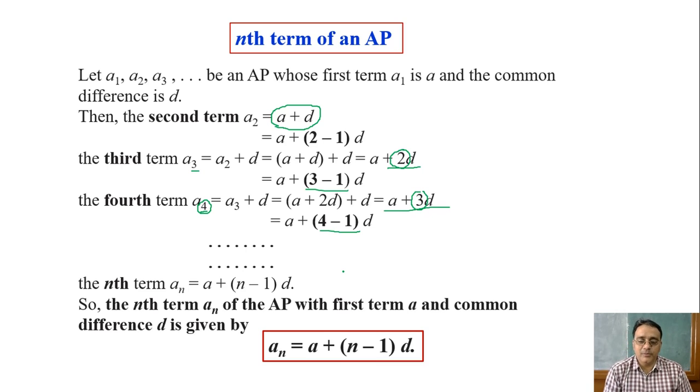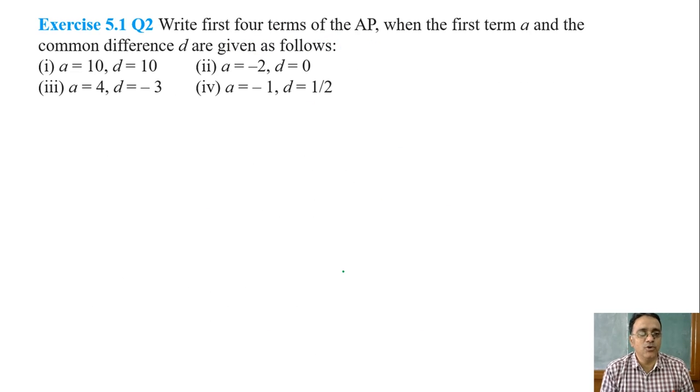And based on this formula only, we have to solve many questions based on the nth term of an AP. Okay, now we'll move towards the first type of question, that is definition. So in definition, I'm going to take the second question of 5.1.